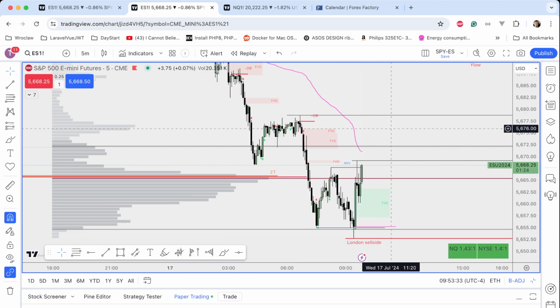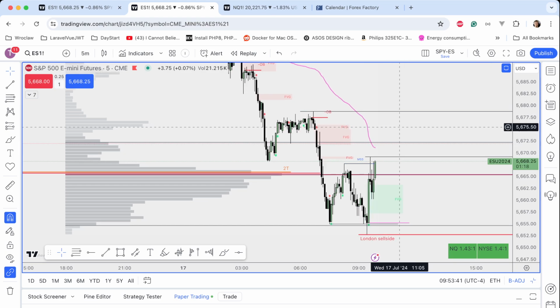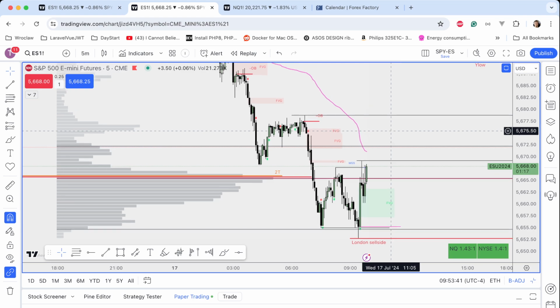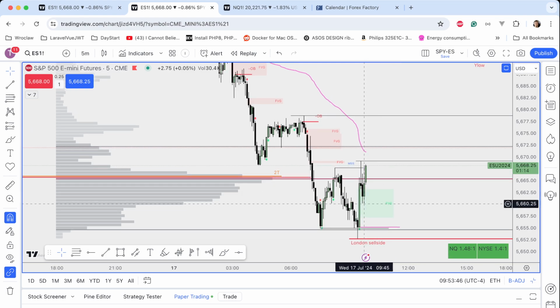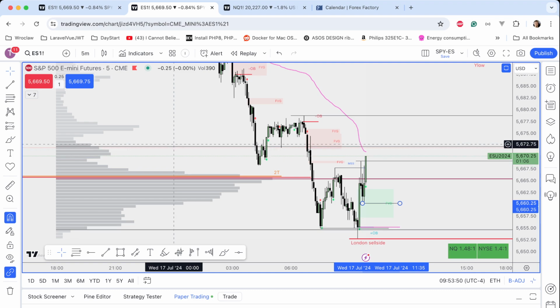And I'm not saying they will not go and not continue up there, because they can do it. I'm not saying that, but that's not my trade. I want to see a liquidity grab here. That's what I want to see. Okay, so now they pushed even higher.